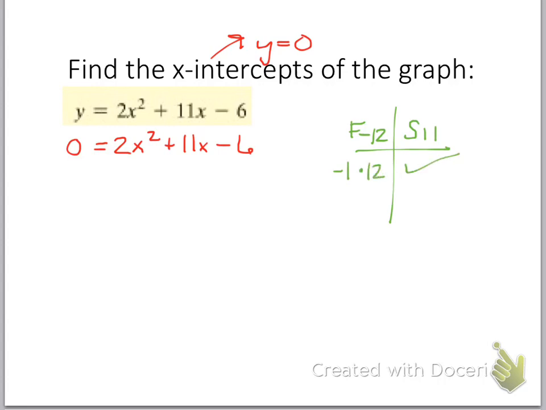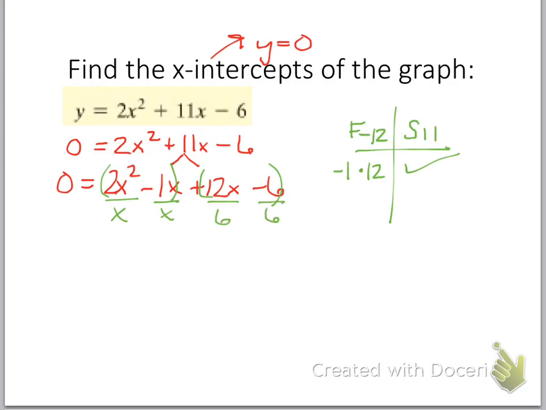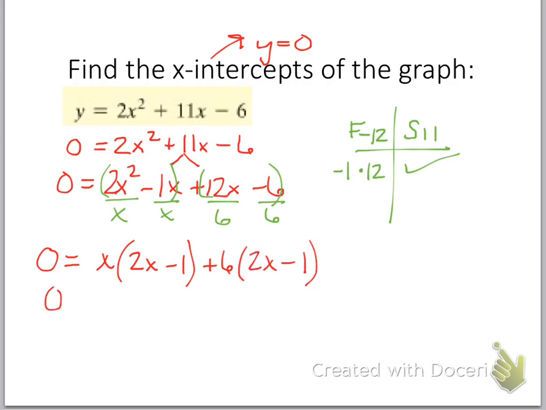So that means we have 0 equals 2x squared. Split that middle term into negative 1x plus 12x minus 6. Do some grouping. We can divide by an x, and we can divide by 6. So it gives me 0 equals x(2x minus 1) plus 6(2x minus 1). So 0 equals x plus 6 times 2x minus 1.